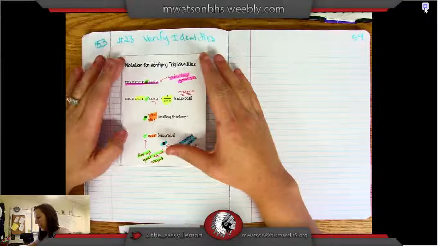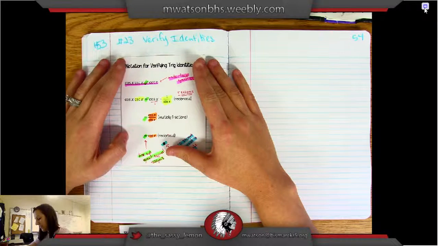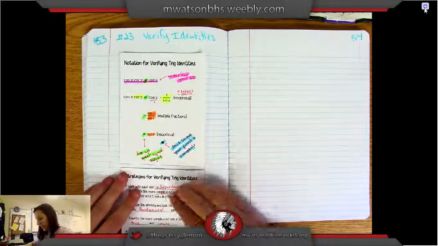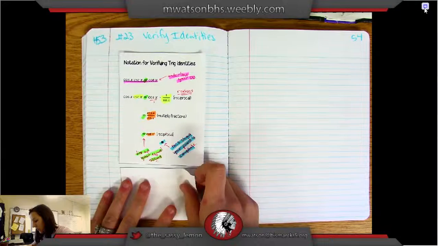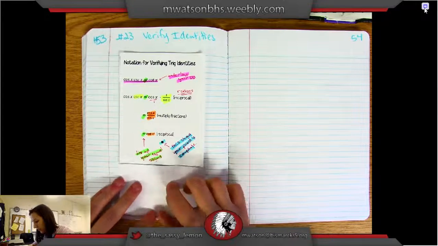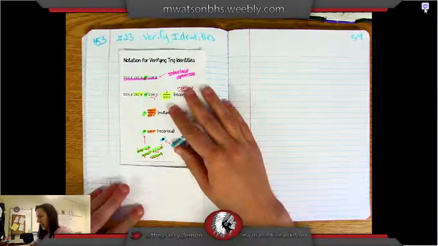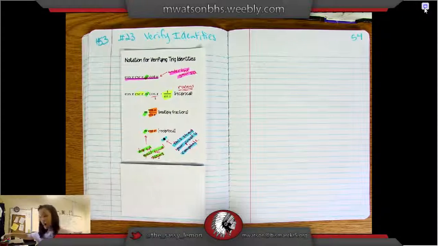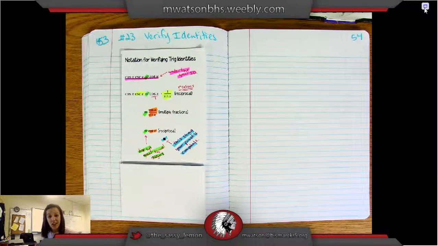Okay, we're going to put our notation right here and our strategies down here folded up. Okay, so you'll always see that notation when you flip open, and then your strategies you'll have to look at. So go ahead and glue those down, and then we'll get started with some practice problems.